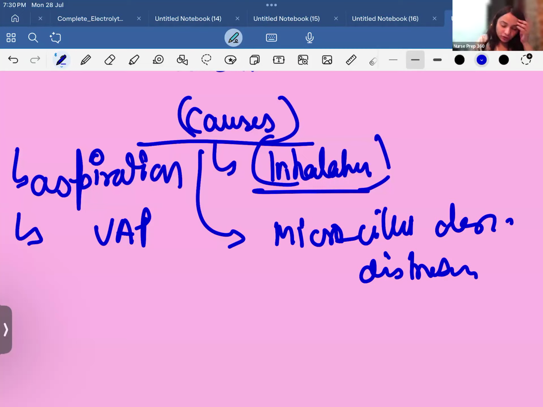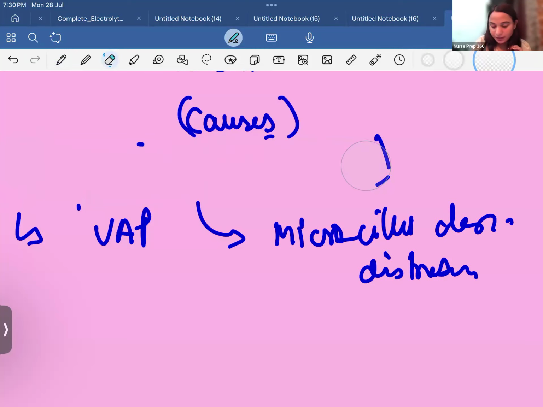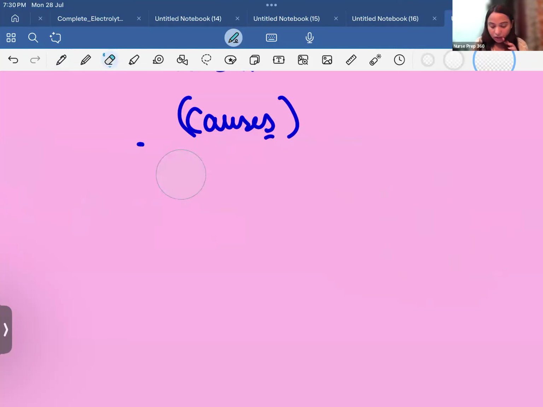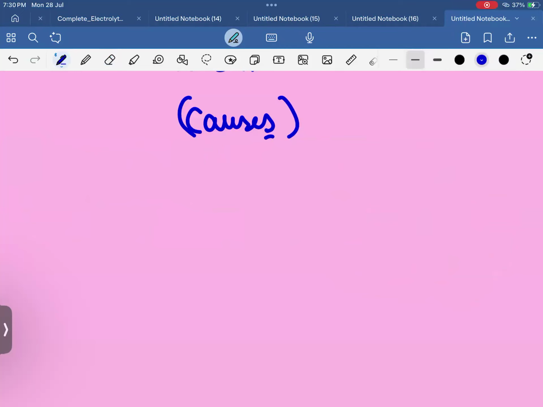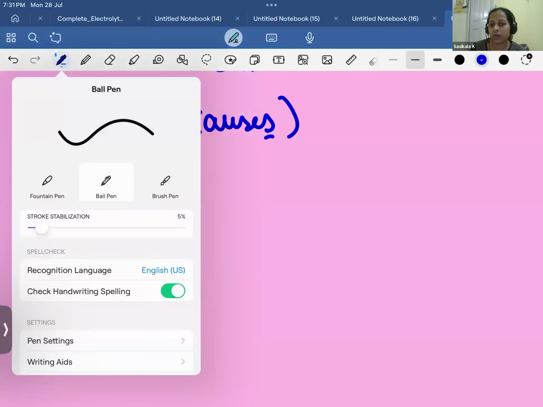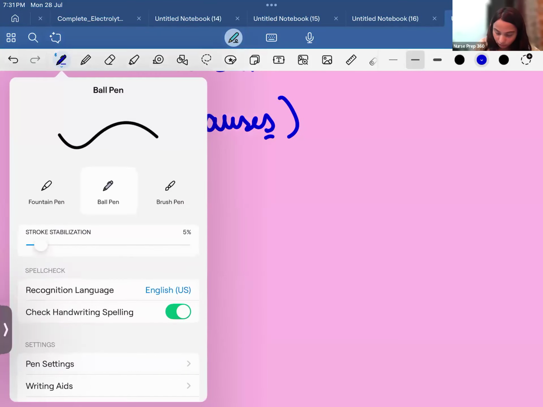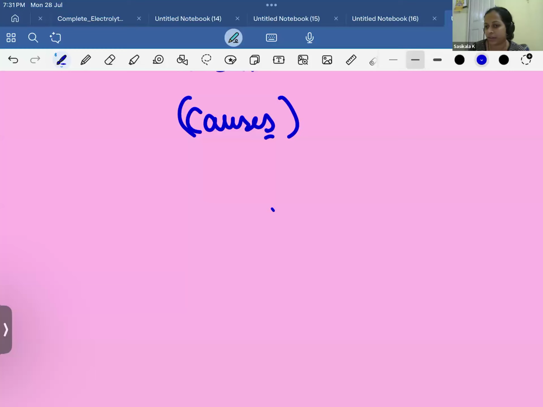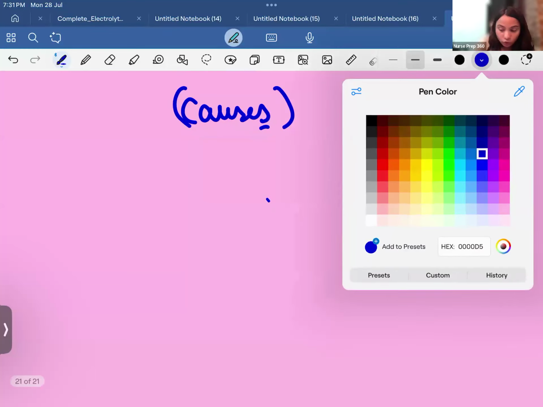Okay, so first of all, let's talk about aspiration pneumonia. So, what do you mean by aspiration? Food particles enter into the trachea. Okay, very good. It enters into the lung cavity. Let me show you.